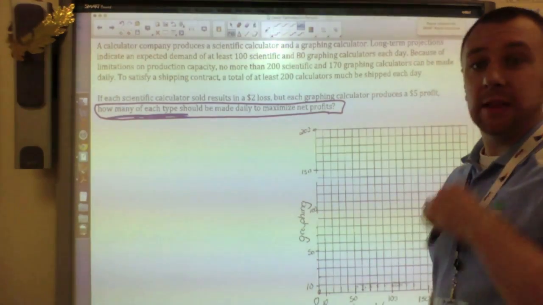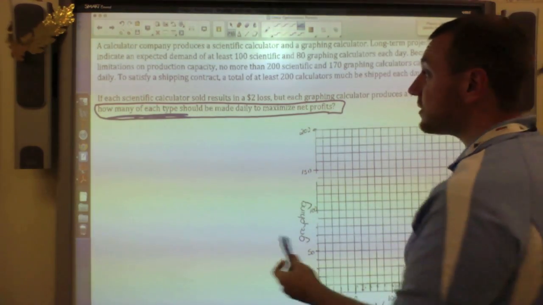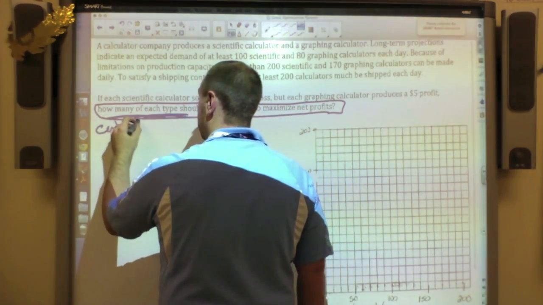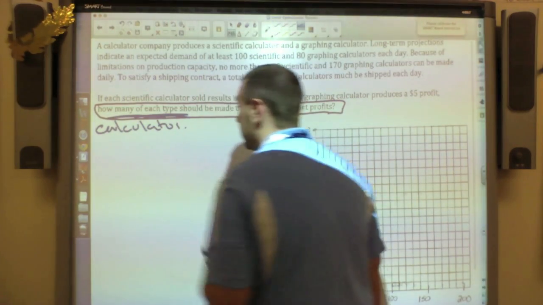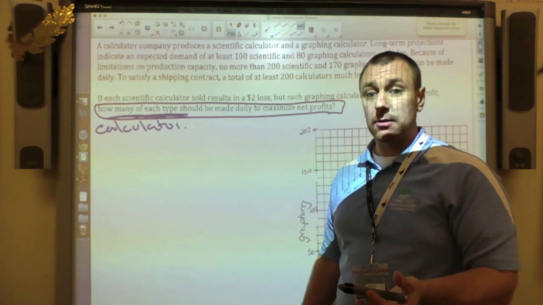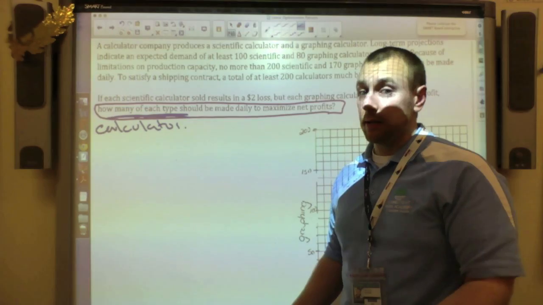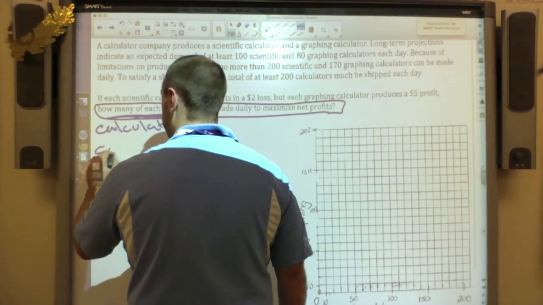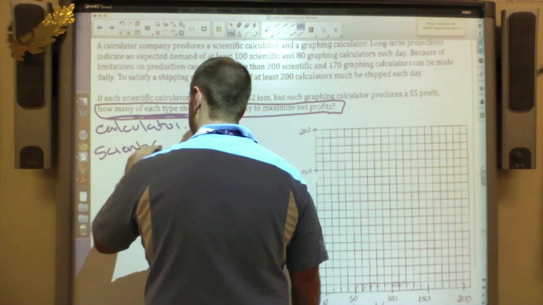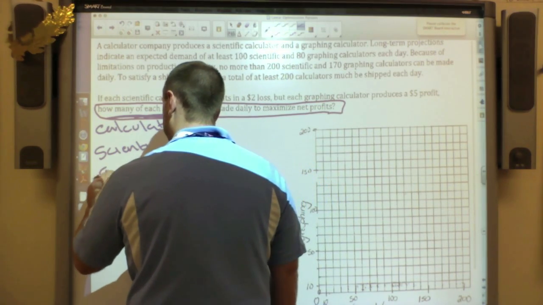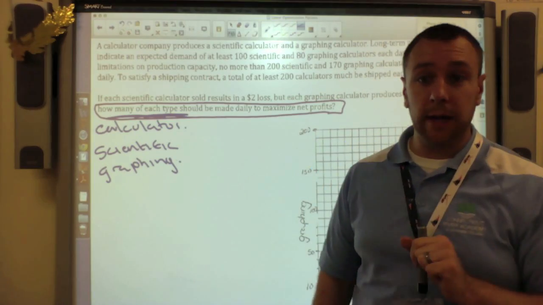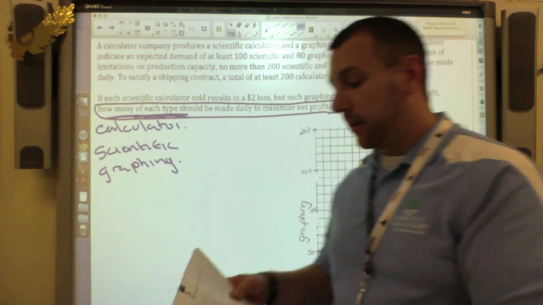That's why we read the problem again. Each kind of calculator. We're talking about calculators in this problem. That's the type of kinds, and there are two types of kinds. There's the scientific, and there's the graphing. Boom. Those are my two types, and that's what it's looking for.